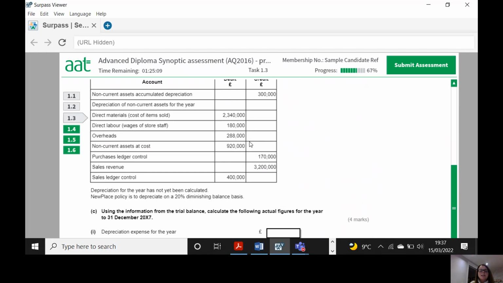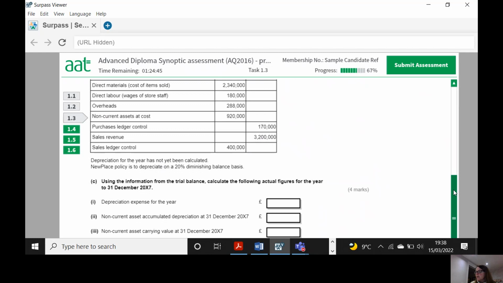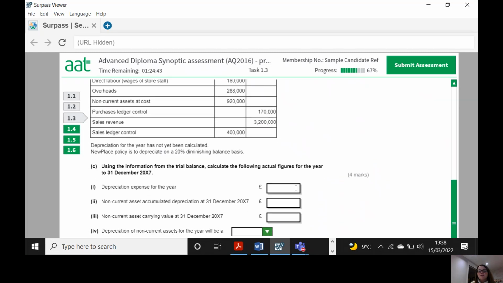So diminishing balance, we take the cost, 920,000, and subtract the accumulated depreciation, 300,000. So I've got a carrying amount of 620,000. And it's that figure that I need to apply the 20% to. So 20% of £620,000 gives me £124,000, which is my depreciation for the year.